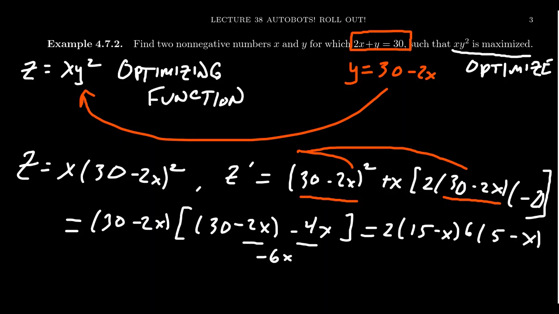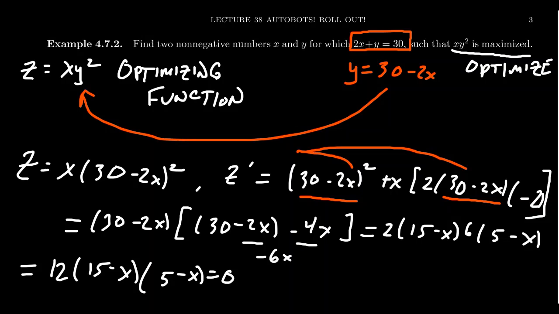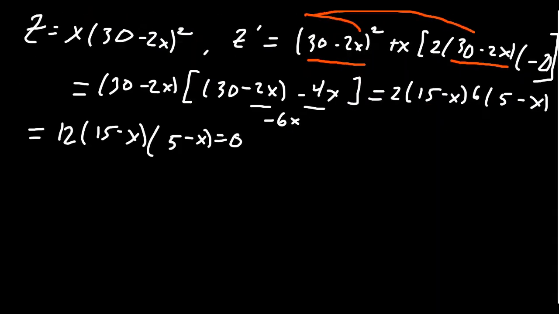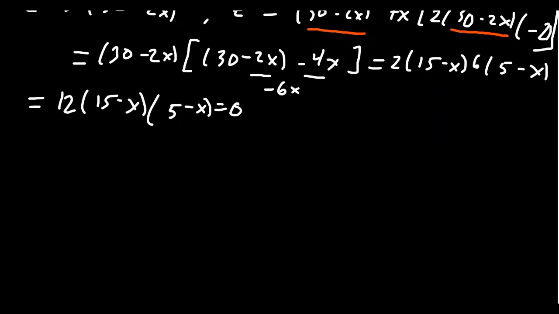And so let's clean that up a little bit more. We get this factor of 12 in front. That won't be too consequential for us. 15 minus x, and then likewise, we're going to get 5 minus x, like so. And this should equal 0, because again, we're looking for critical numbers in this situation. Critical numbers aren't too hard to find at this moment. We're going to get x equals 15, and we're going to get x equals 5.